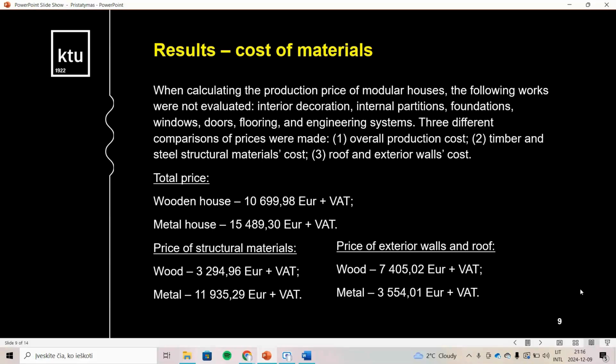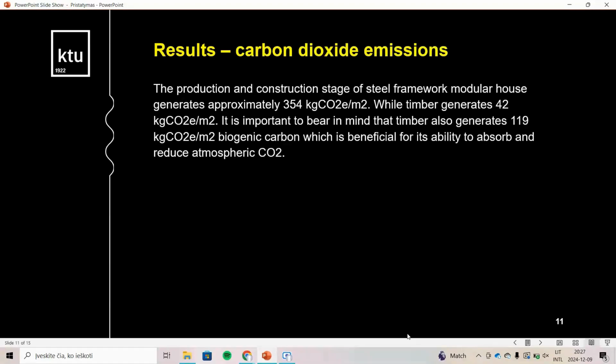Three different comparisons of prices were made: overall production cost, timber and steel structural material cost, and roof and exterior walls cost. Carbon dioxide emissions. The production and construction stage of a steel framework modular house generates approximately 354 kilograms CO2 equivalent per square meter, while timber generates 42 kilograms CO2 equivalent per square meter. It is important to bear in mind that timber also generates 119 kilograms CO2 equivalent per square meter of biogenic carbon, which is beneficial for its ability to absorb and reduce atmospheric CO2.